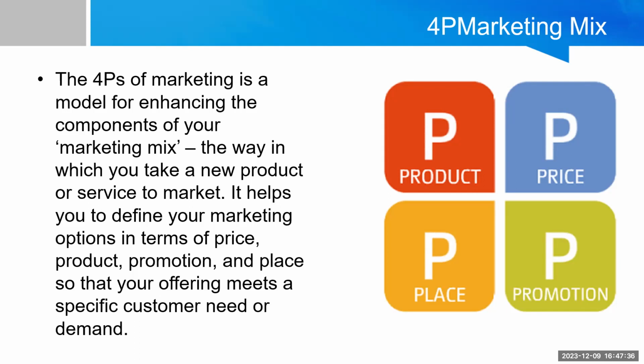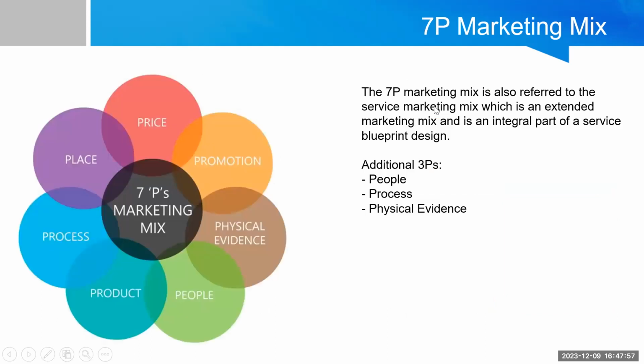So the 4Ps, first one is product. That is, which product are you actually offering? Price, how much are you charging for it? Place, where can a customer get that? Promotion, and how do you promote it so that people will get to know about it. All right. Okay, that is about 4Ps.